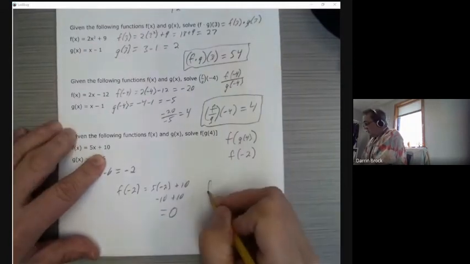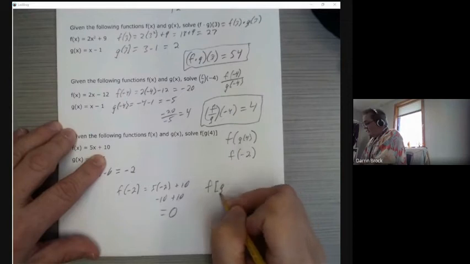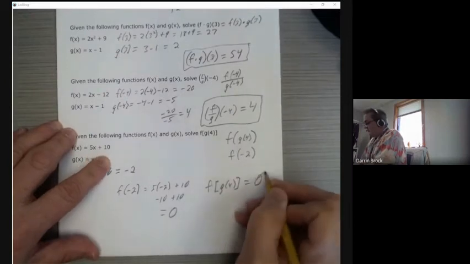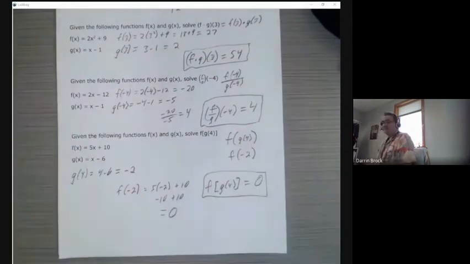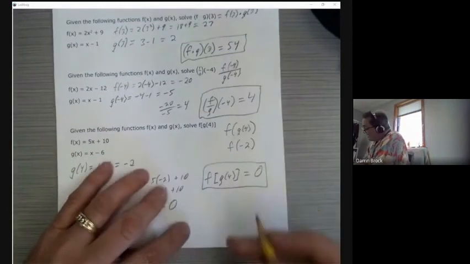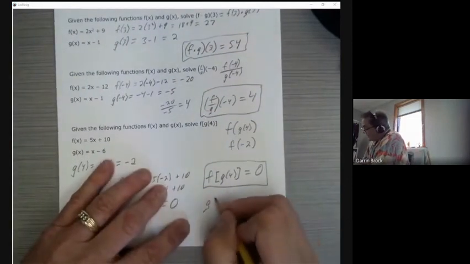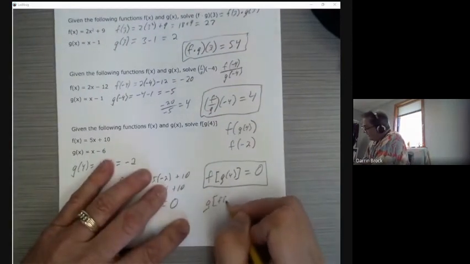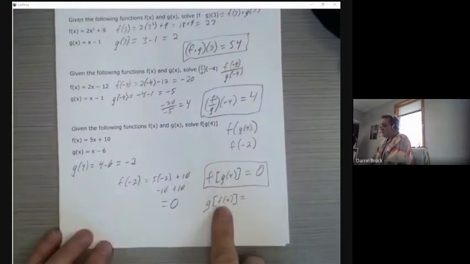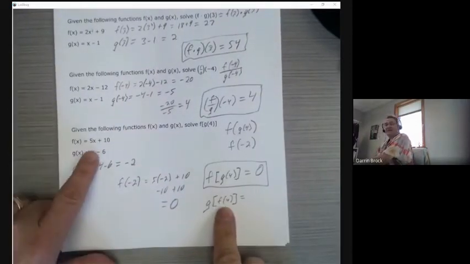So f of g of 4 equals 0. Now that would be different if this was g of f of 4. Do not expect it to be the same answer, because we would put 4 in for the f this time.